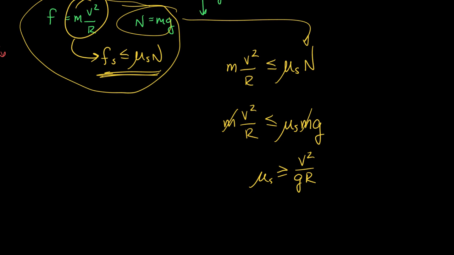Remember, the problem asks, what is the minimum value for the coefficient of friction? If you had just set it equal to, you wouldn't know if you're at a minimum. We now know we're at a minimum because this says that the coefficient can be greater than this number, but it can't be less than some number, right? That's what greater than or equal to means. So it tells you quite clearly that you are at a minimum. Otherwise, how would you know you're at a minimum?